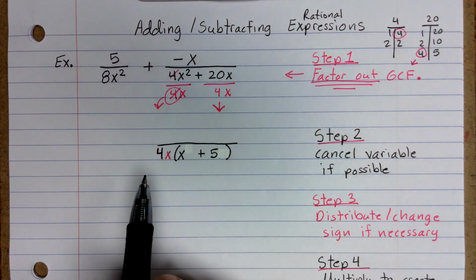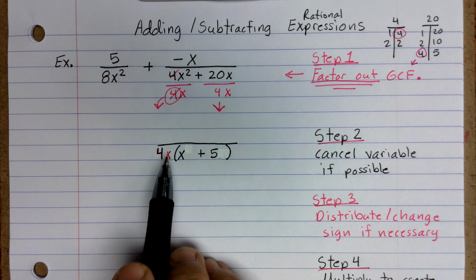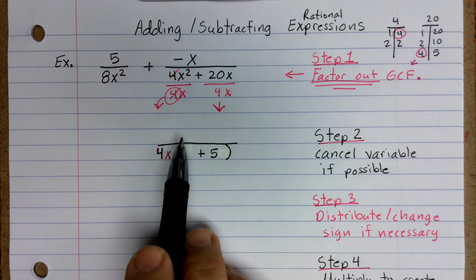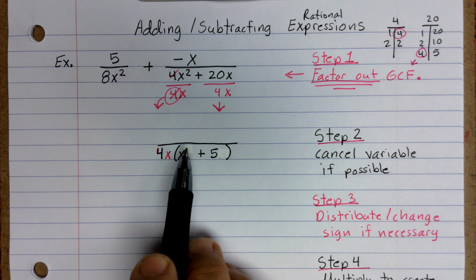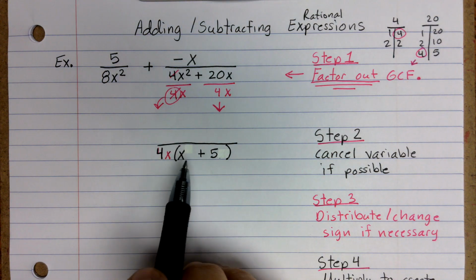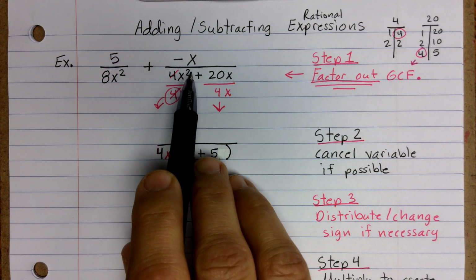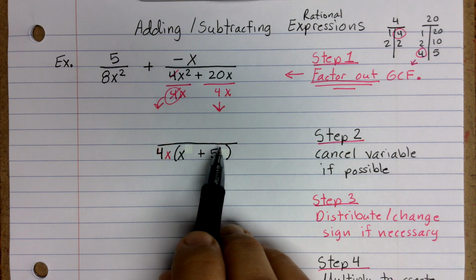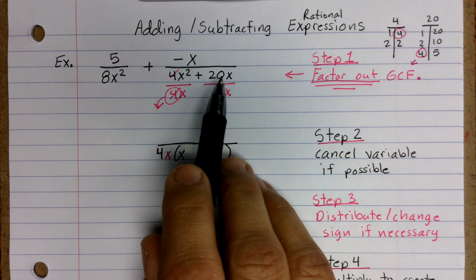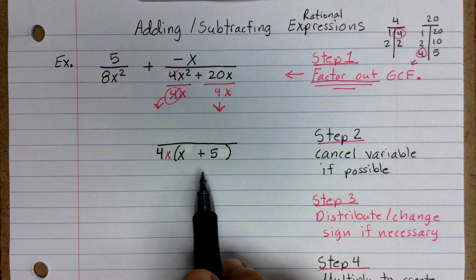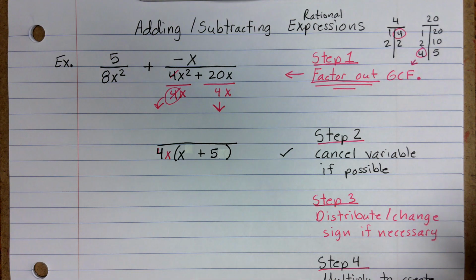The way that you know you've done this correctly is if you take the number in front of the parentheses and its variable, and you distribute it and multiply it back, it should turn into the original value. In other words, 4x times x gives me 4x squared, and 4x times 5 gives me 20x. Once you confirm that, you know that you've done it right. And then go ahead and start bringing down your other terms.